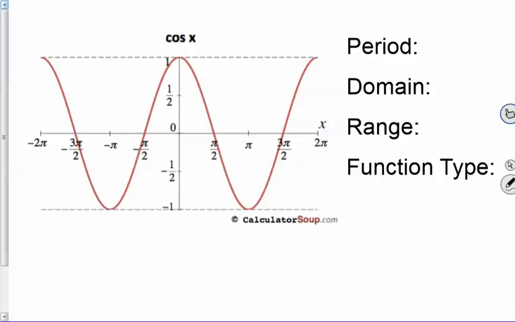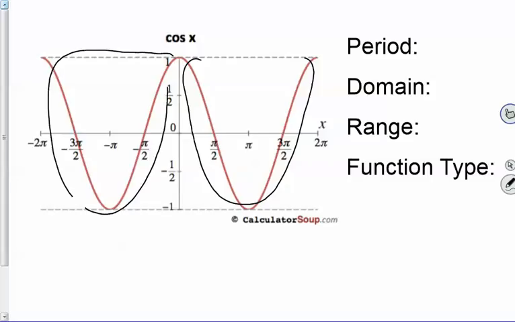So here's the graph. This is the cosine curve. So is this. This is the cosine curve as well. So the period of this is 2 pi. What about the domain? The domain goes from negative infinity to infinity. The range: the lowest it goes is negative 1, and the highest it goes is positive 1.